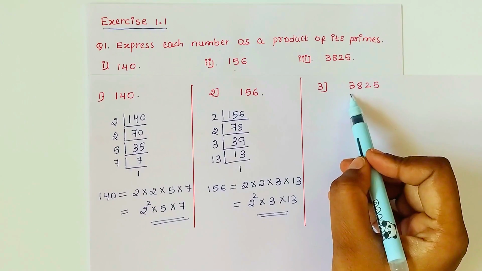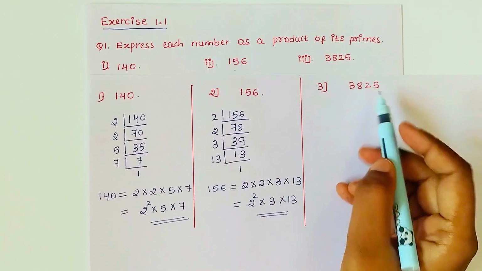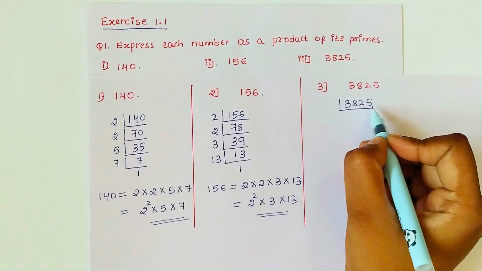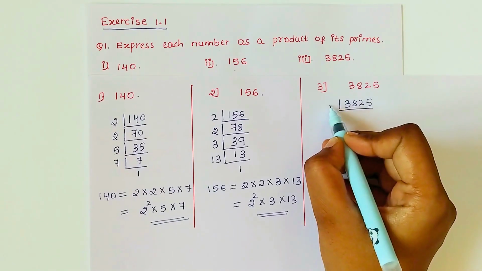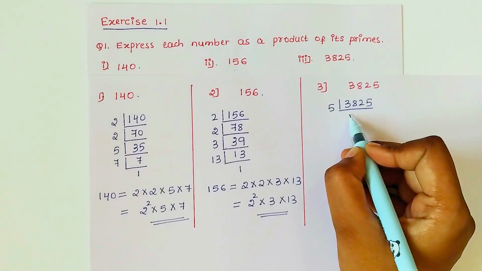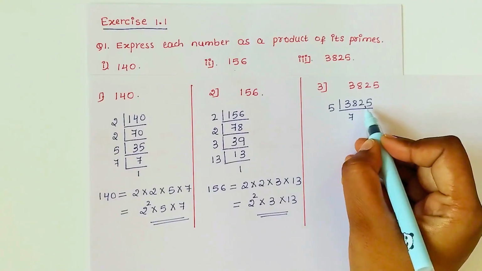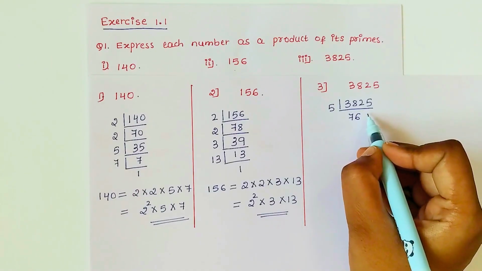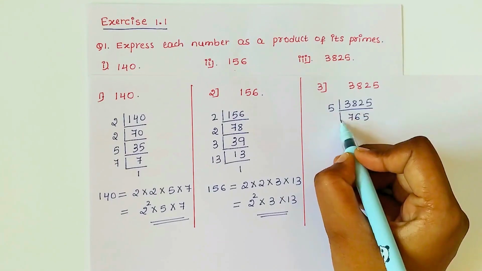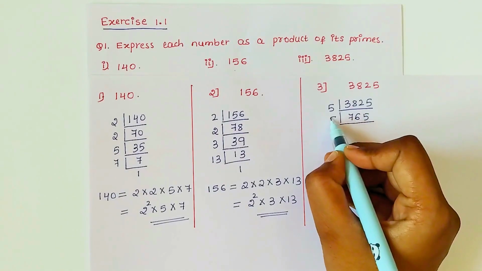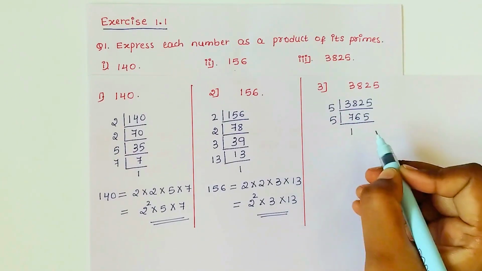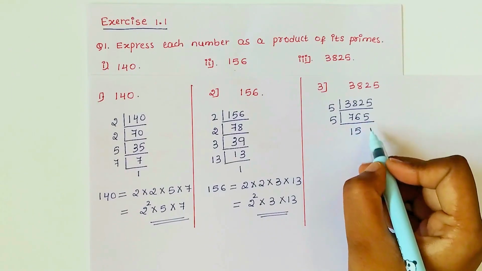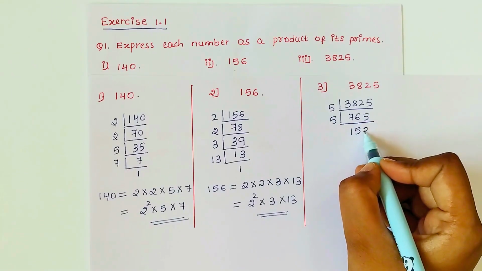The third question is 3825. Again use the long division method. See, the last digit of this number is 5. Start with 5 itself. 5 7s are 35 becomes 32. 5 6s are 30 becomes 25. 5 5s are 25. Again the last digit is 5. Take down 5 again. 5 1s are 5. It is 26. 5 5s are 25 becomes 15. 5 3s are 15.